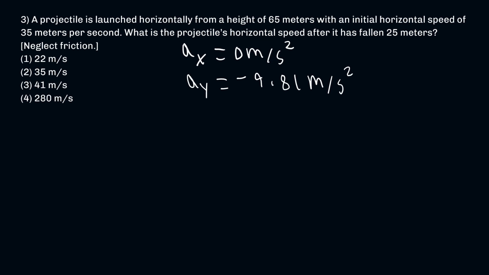Since there is no acceleration in the x, my answer here is going to be 35 meters per second, because my initial speed was 35 meters per second, and I have no acceleration in the x direction, or the horizontal direction, as we know from earlier in the year. So answer choice 2, 35 meters per second.